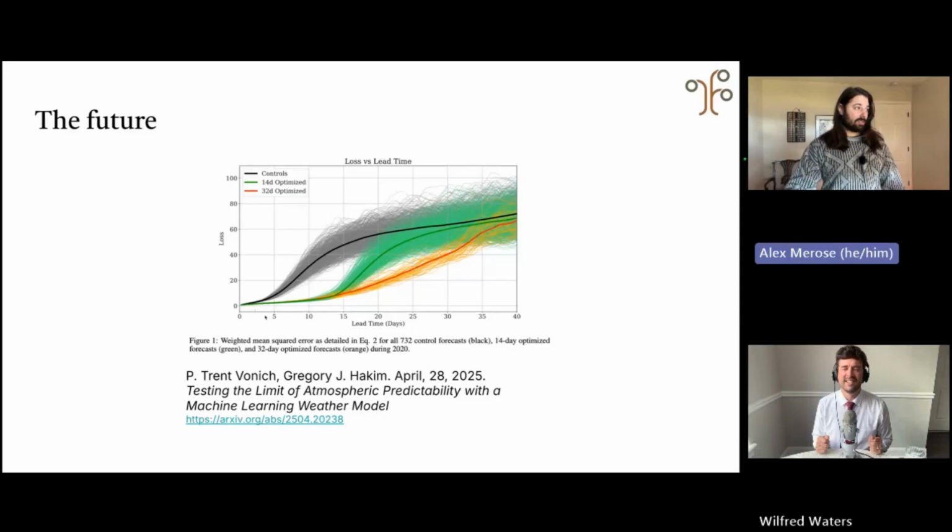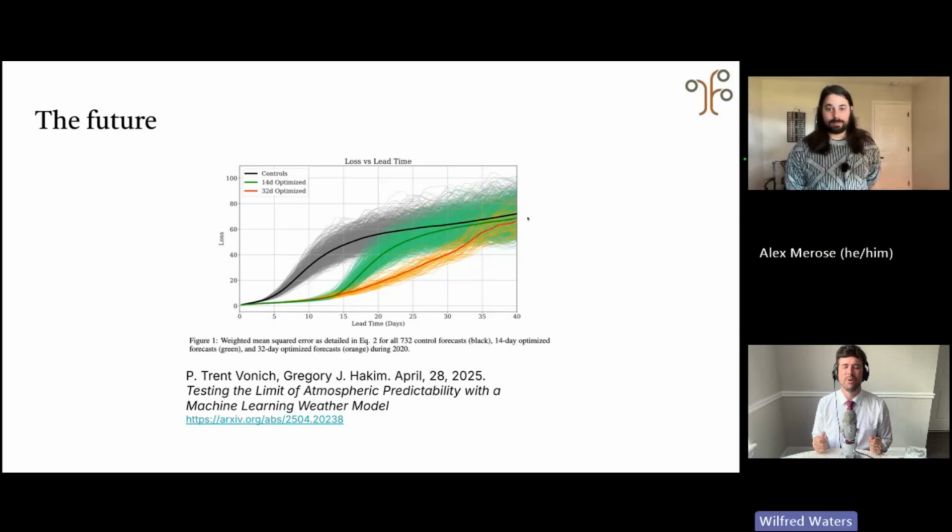The red line, which is something they call a 32-day optimized line, has low loss or low error all the way up to, if you look at it, kind of below 50% for about 32 days. Like a month of lead time ahead of time, and then eventually goes off into having error. So that's a doubling of what Lorenz said should be possible. It's a doubling of what Lorenz said is possible.